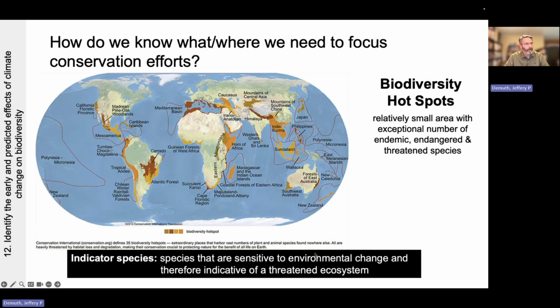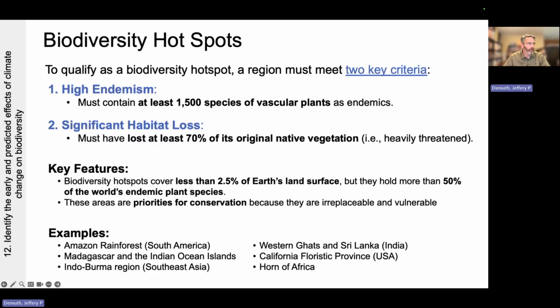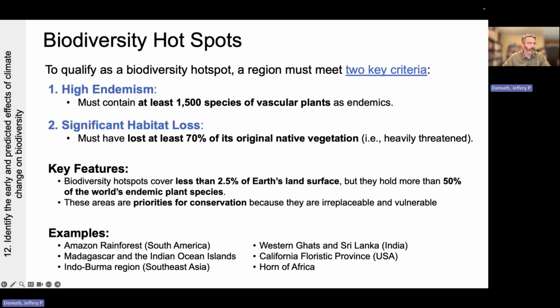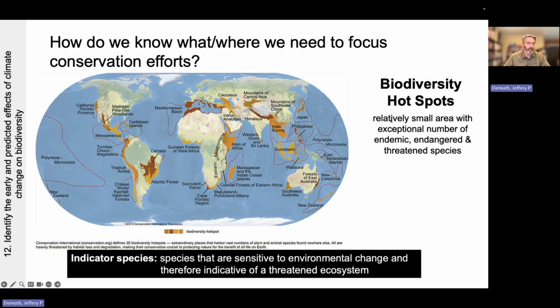Different organizations have slightly tighter or looser definitions for what they define as a hotspot. This is the most general. Some of them are more strict. I think there are 34 in the organization where I got this map from, but it varies from one organization to the next a little bit. They all, in principle, have this definition: small area with lots of endemic species.